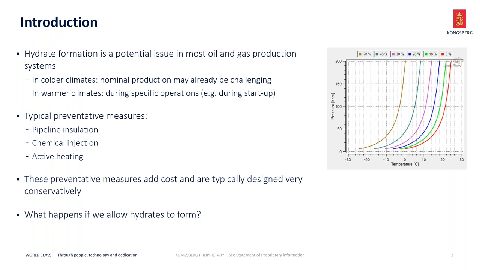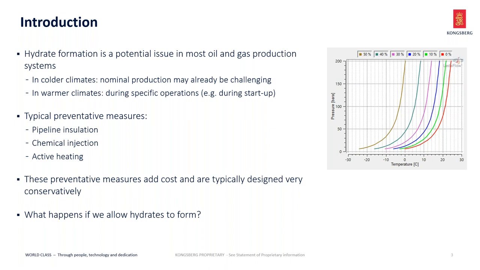So first of all, most of you will probably know about hydrate formation. This is a big issue in most oil and gas production systems. Typically in colder climates, this is normally a challenge even during normal production, even without doing any special operations. But even in warmer climates, it can be problematic. For instance, during the opening of a well choke, temporarily you could get low temperatures and hydrate formation. So this is something that most flow assurance studies at least touch upon.